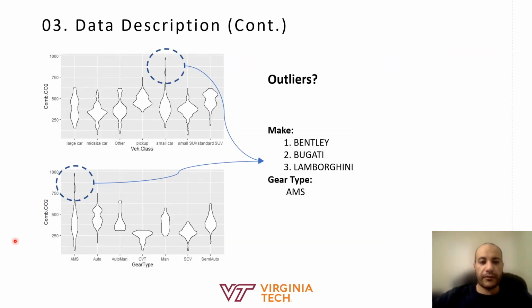So as I said before, definitely in this data set we have outliers. To investigate this more, I plotted the vehicle classes and the gear types versus the CO2 emission. And to see better, I used something called violin plots.